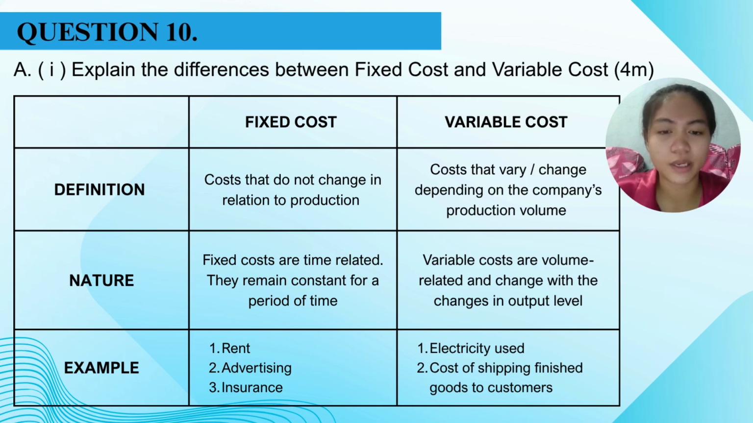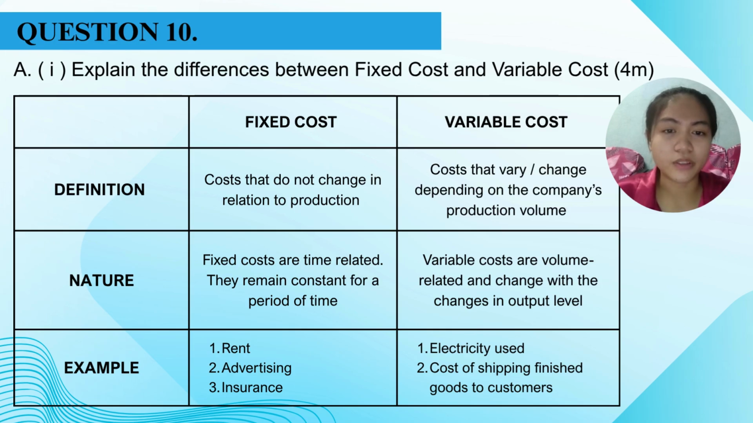So now I'm going to explain the difference between fixed cost and variable cost. First is the definition. Fixed cost is the cost that does not change in relation to production. So it doesn't matter whether the production value is increased or decreased, the fixed cost remains the same.